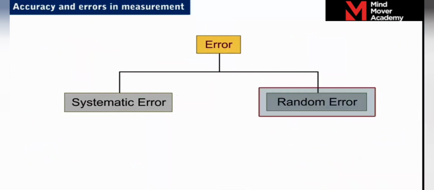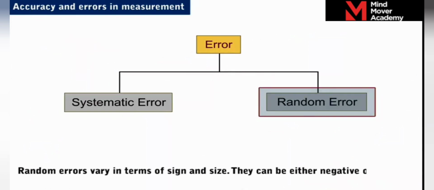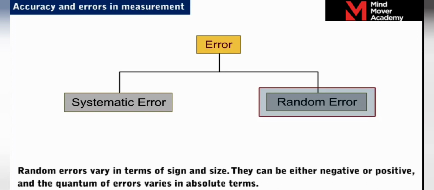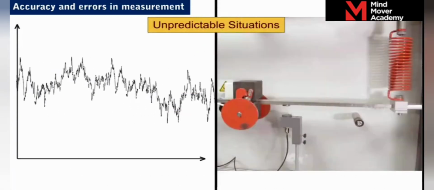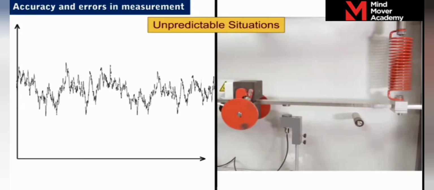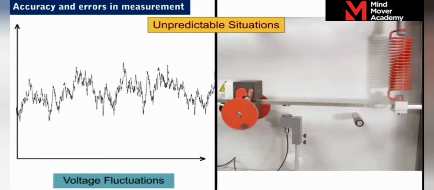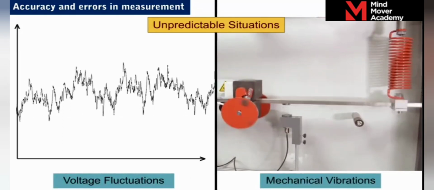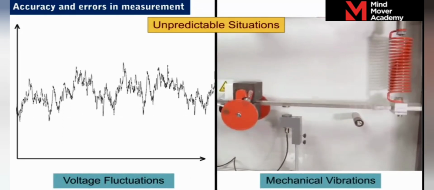Random errors are, as the name suggests, random. These errors vary in terms of sign and size, that is, they can be either negative or positive, and the quantum of errors varies in absolute terms. These errors can arise out of unpredictable situations, such as a sudden change in environmental conditions, voltage fluctuations, or mechanical vibrations in the experimental setup, etc. Random errors can be minimized or eliminated by ensuring that the measurements are taken under stable conditions and using properly set up instruments.